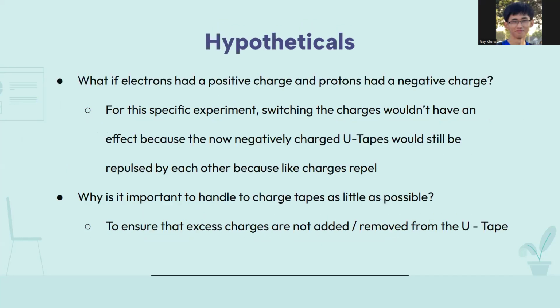And here are some of the hypothetical questions. If the electrons and protons had switched their charges, I don't believe that this experiment would have changed very much. The reason for this is because opposites would still attract and similar charges would still repel each other. So the basic idea of the bottom U-tape repelling the top U-tape wouldn't have any effect.